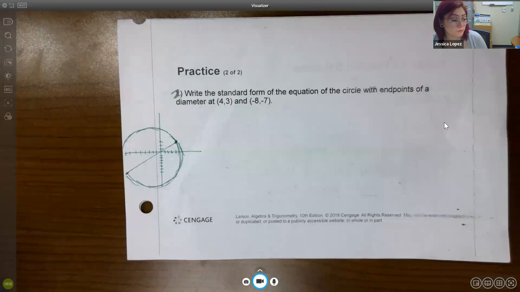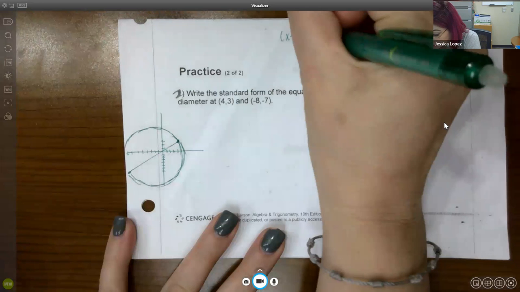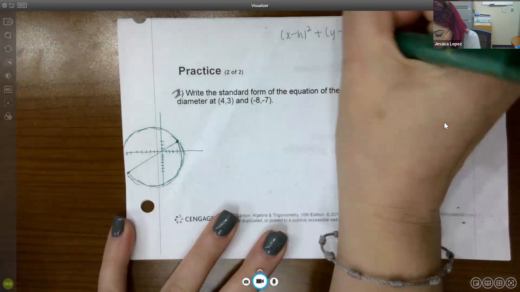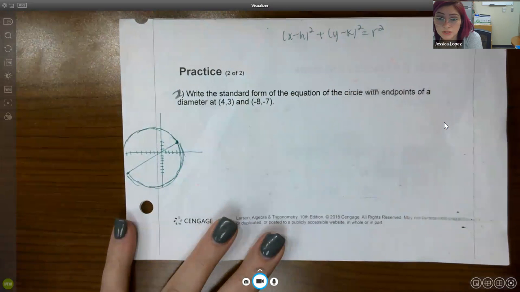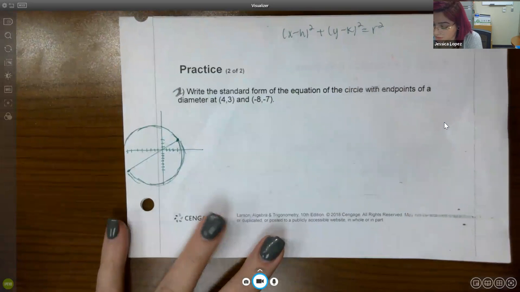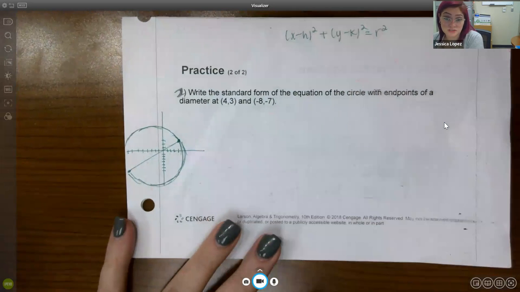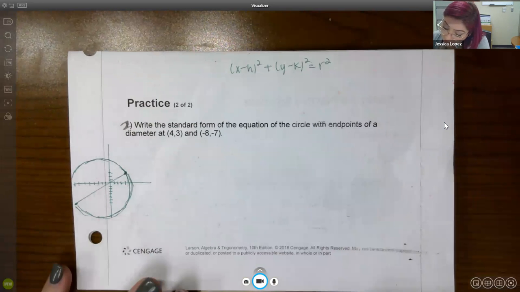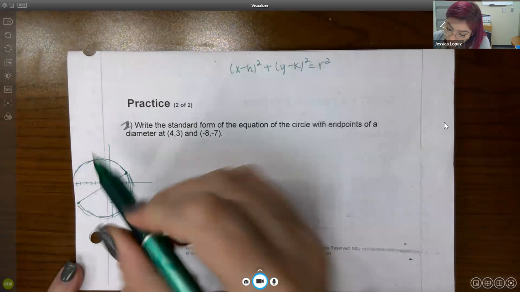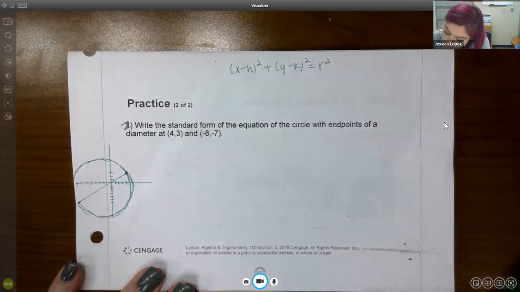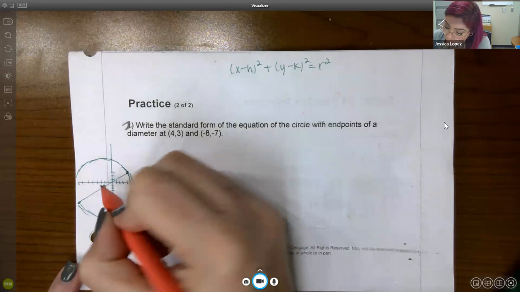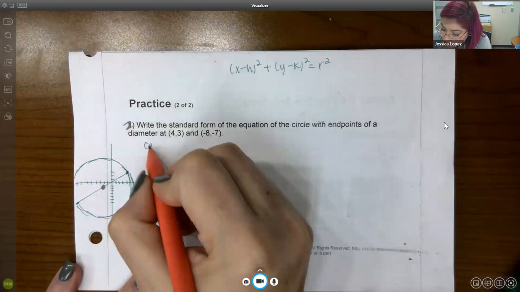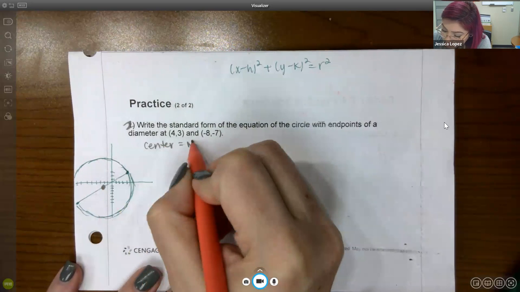Now remember, in order for me to write the equation, I need to know the center and the radius, okay? And right now I do not have the center or the radius. Most importantly, I don't have the center. That's what's super important here, is the center. Well, I know that if I do have a line segment and I want to find the guy in the middle, that by definition is the midpoint. So I know that the center is going to equal the midpoint.